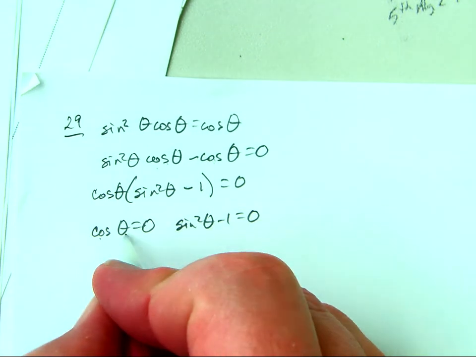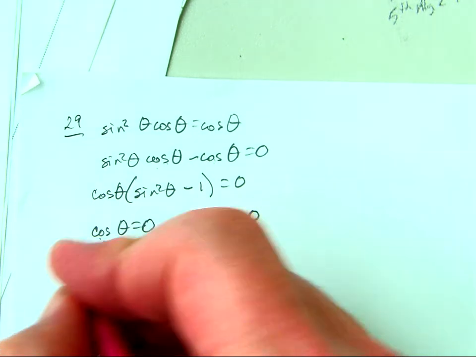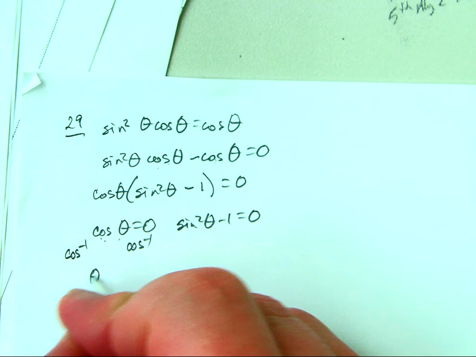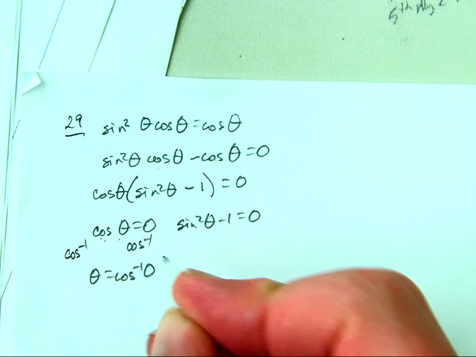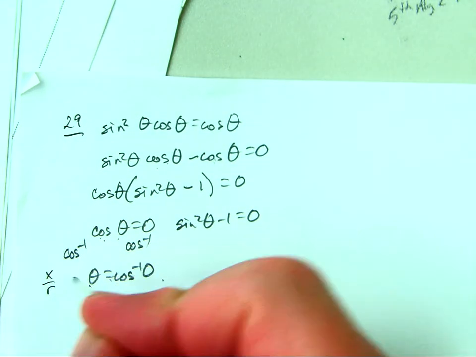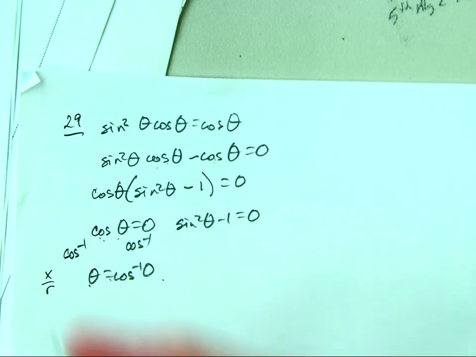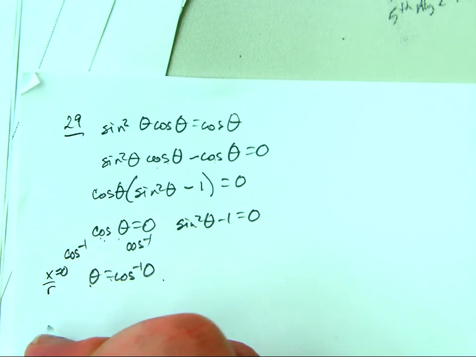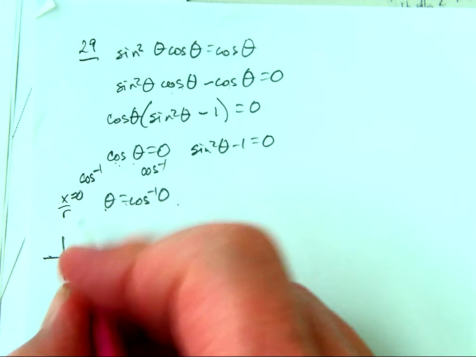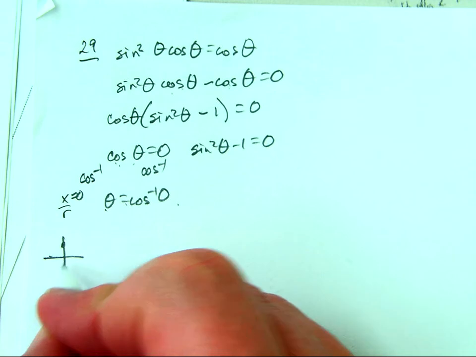So here, there's only one trig function. It's already isolated, so the next thing is to get rid of cosine, we do the inverse cosine. This says, what angle has a cosine of 0? When it's 0, it has to be a quadrantal angle. Remember, cosine is x over r, so we're looking for where x equals 0. Well, in our quadrantals, x equals 0 up here and down here.